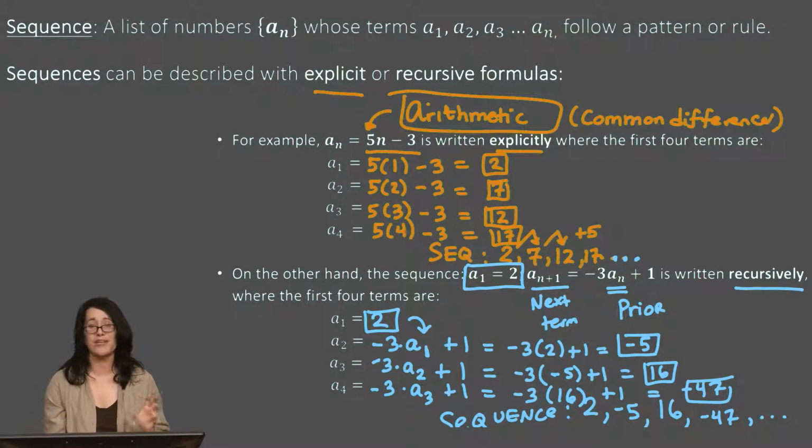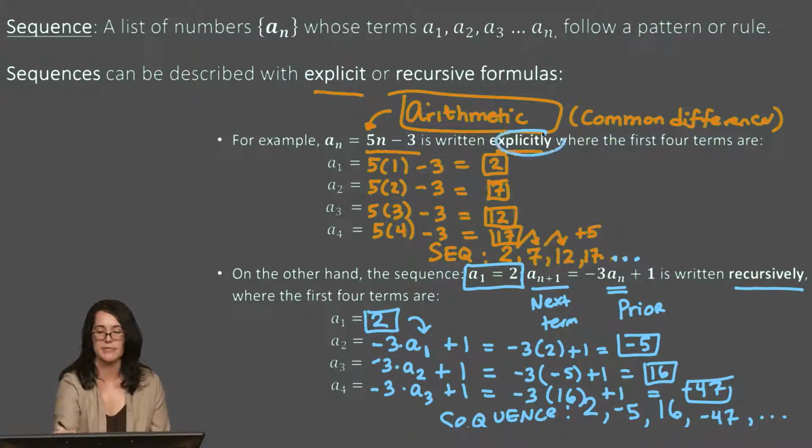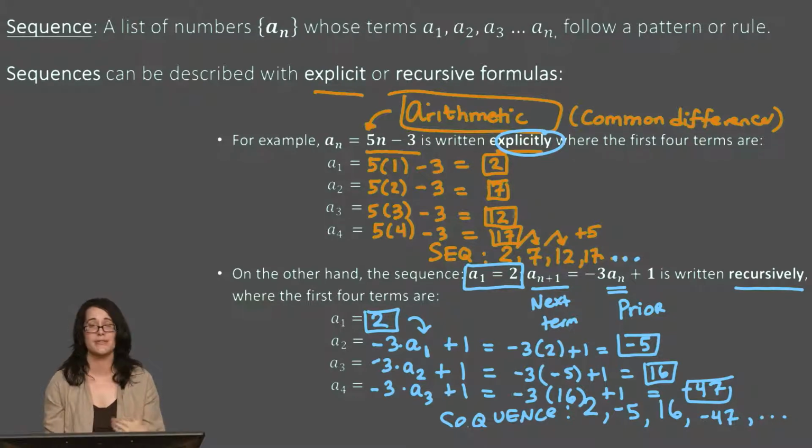We prefer, as you might have noticed, the explicit version, the first one that we did, and that's because as soon as you know the term number, whether it's the 10th term, the 5th term, or the 100th term, you can simply replace n with that number, the term number, and you will have that actual term. Okay, so it's very, very nice.